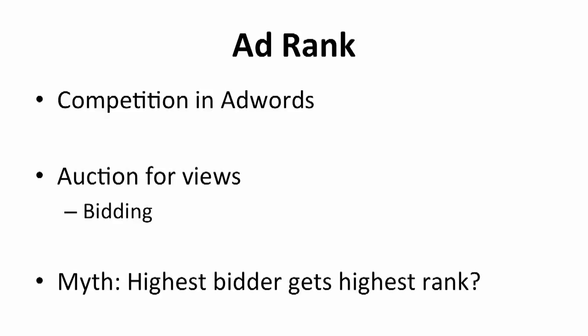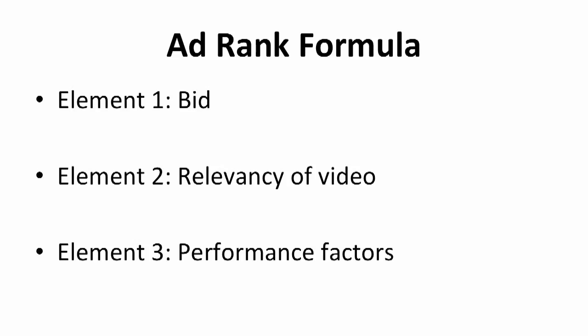Now, you may be wondering how to get a higher rank. Google wants to show only relevant videos to their users and avoid advertisers that simply buy the ad space but only provide irrelevant ads. So here's how you can move your video up to the top in ad rank. Follow this ad rank formula, which consists of 3 elements. If you can do these things, you're going to get yourself to the top.